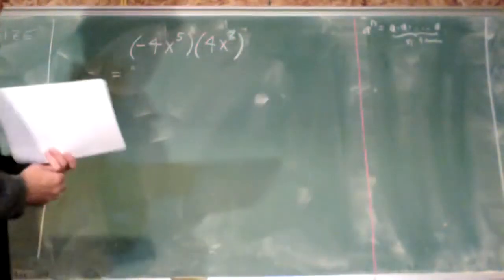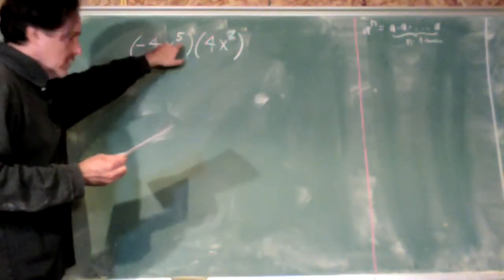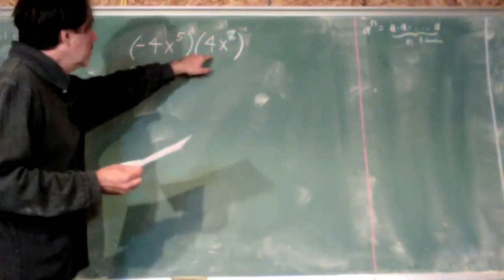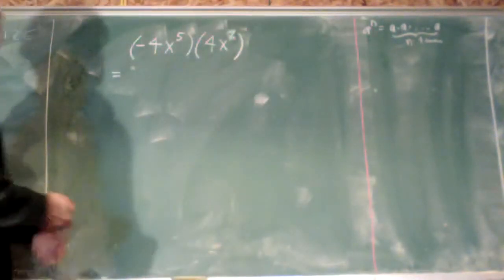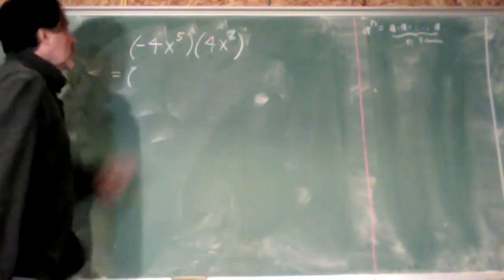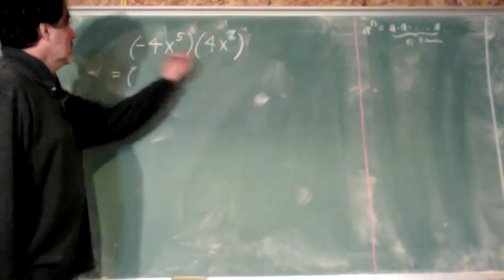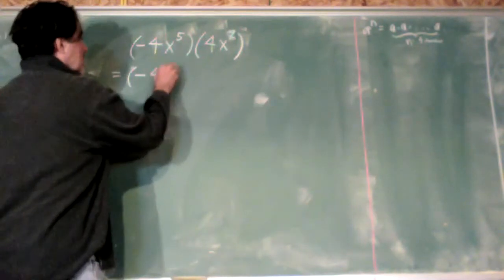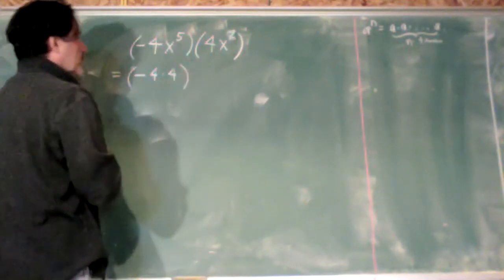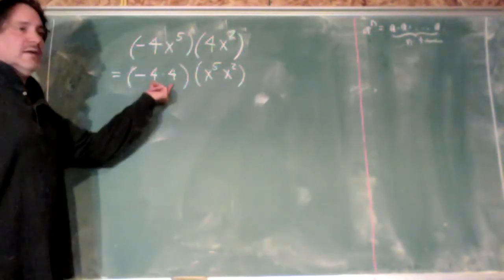Question 3 asks us to find the product of the quantity minus 4 times x raised to the 5th, all multiplied by the quantity 4 times x squared. I suggest, first, we want to use our properties of real numbers to reorder the product as minus 4 times 4, group those, times x to the 5th times x squared. We know how to multiply numbers together.